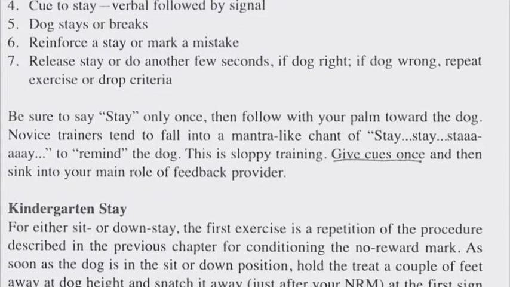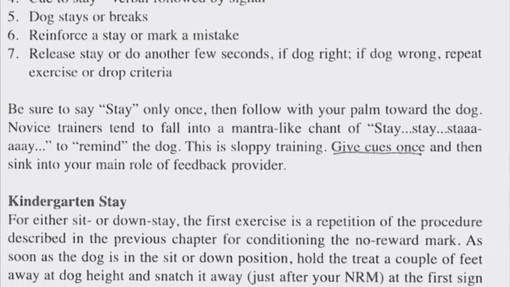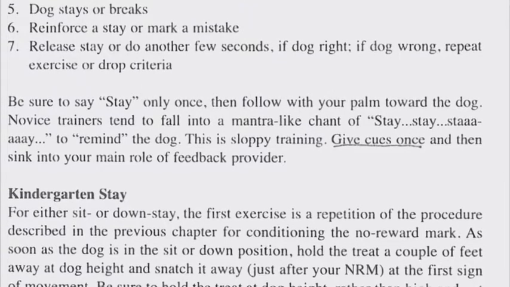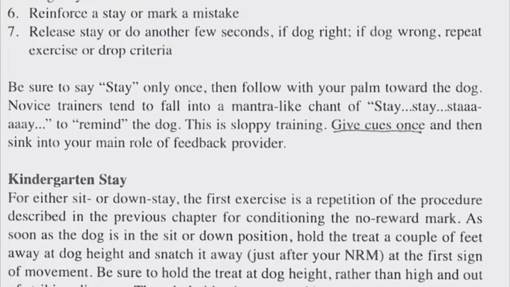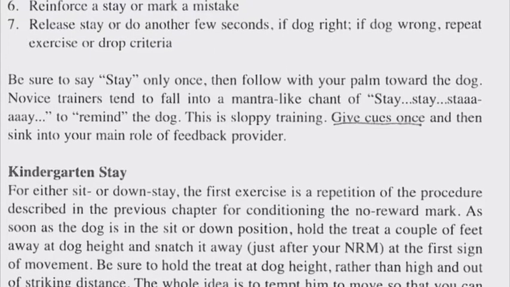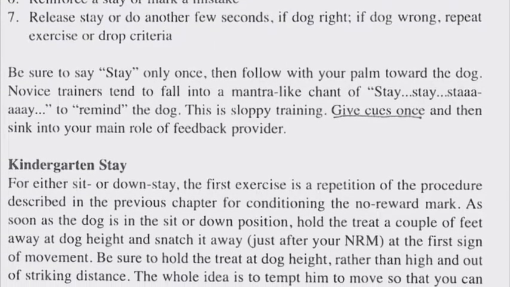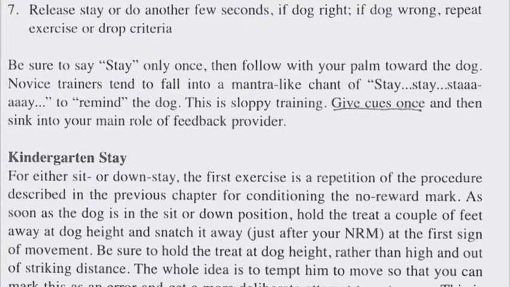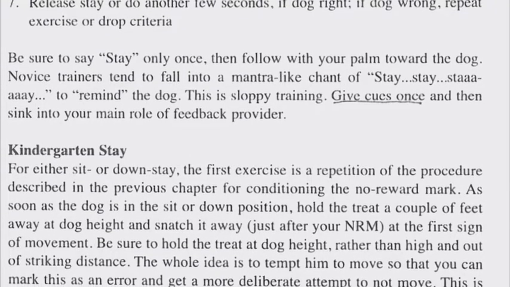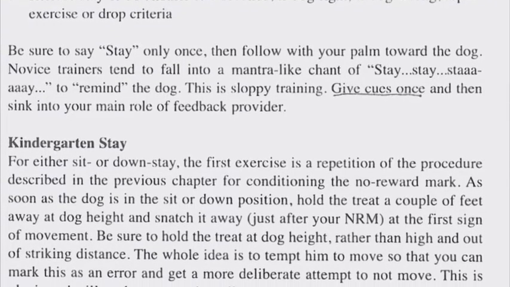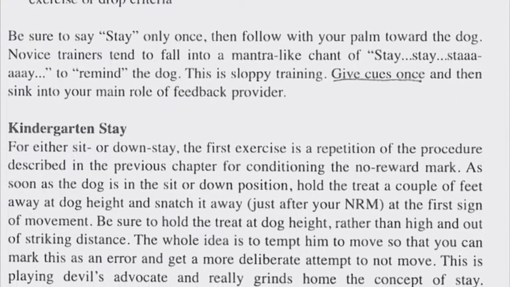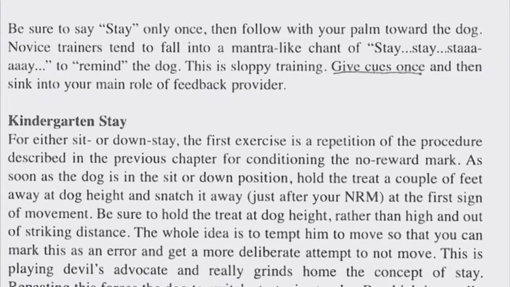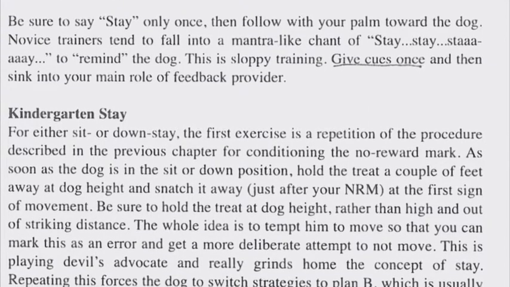This is sloppy training. Give cues once and then sink into your main role of feedback provider. Kindergarten stay. For either sit or down stay, the first exercise is a repetition of the procedure described in the previous chapter for conditioning the no reward mark. As soon as the dog is in the sit or down position, hold the treat a couple of feet away at dog height and snatch it away, just after your NRM, at the first sign of movement.